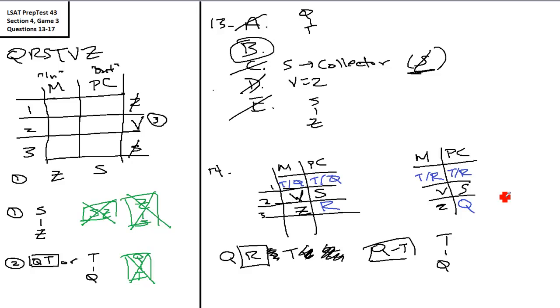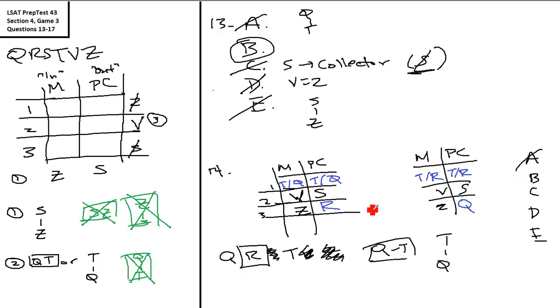The question is asking us which could be 2 of the 3 paintings bought by the private collector. So let's actually write out the answer choices A, B, C, D, and E. So answer choice A, can the private collector buy Q and Z? No, because Z is always going to be to the museum.